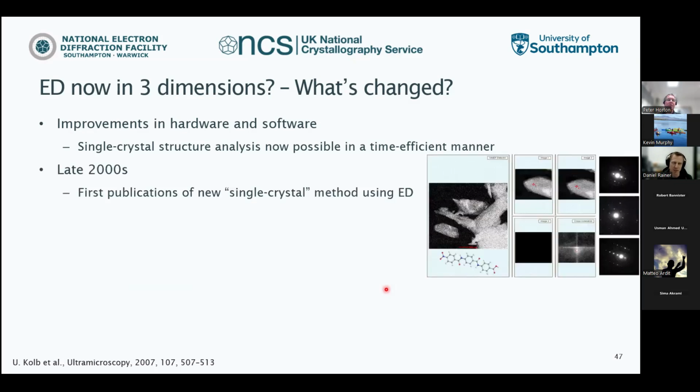The first publications were in the later stage of the 2000s, where, for example, the group of Ute Kolb managed to collect such three-dimensional electron diffraction data off a couple of inorganics and even some organic molecules on a TEM, and be able to directly, ab initio, solve the crystal structures in essentially the same way as has been done with single crystal XRD for decades now. And this was obviously quite impressive.